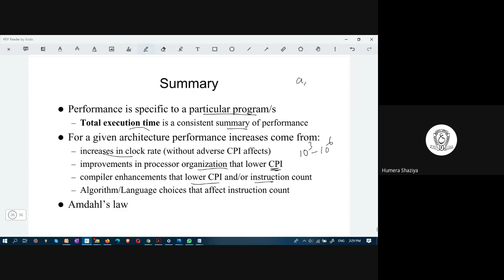As I told you about this ABC program, if you write ABC, what would the compiler do? Compiler would eliminate C. Compiler would convert source program to target program. While converting to target program, compiler would make necessary changes to make the program efficient. That is compiler enhancement. And because of that enhancement, it requires fewer cycles per instruction. It would execute fast. Algorithm and language choice affect instruction count.